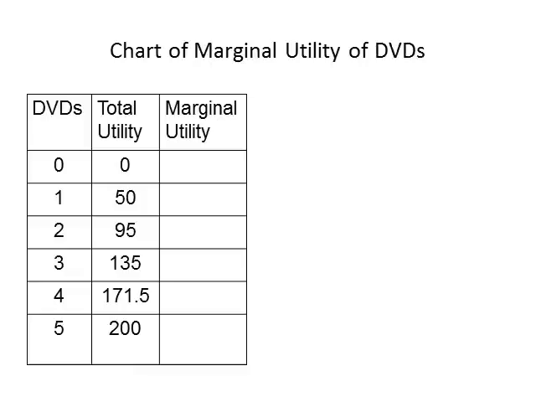Let's start by calculating the marginal utility of DVDs for Colleen. Our table consists of the number of DVDs, the total utility gained from consuming a given number of DVDs, and the marginal utility of consuming the DVDs. Notice that we need to calculate the marginal utility.